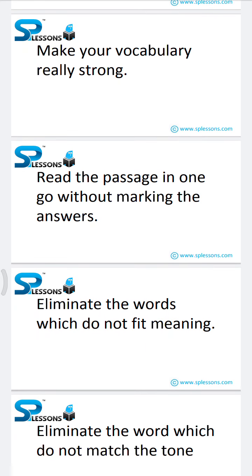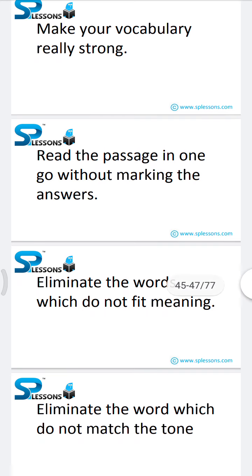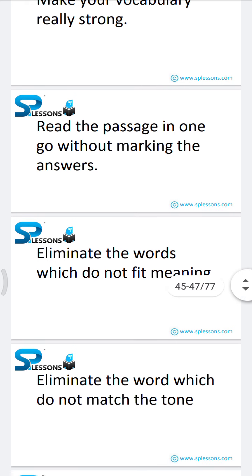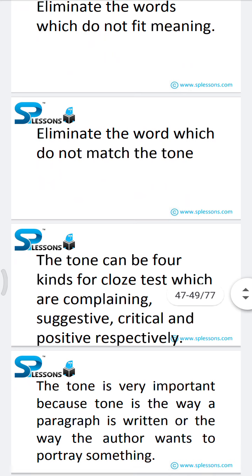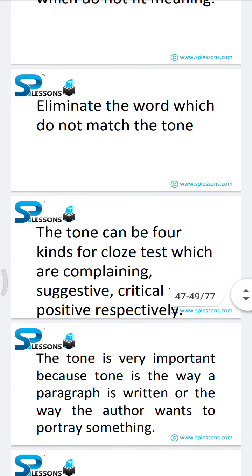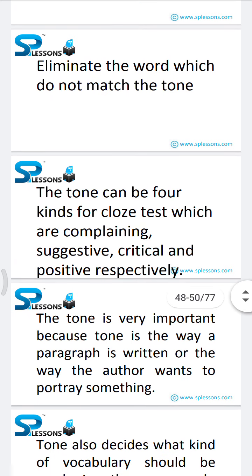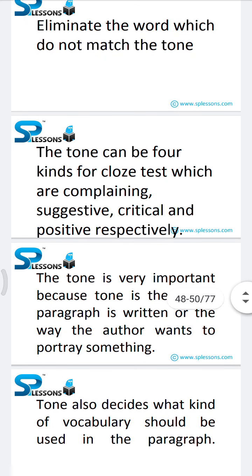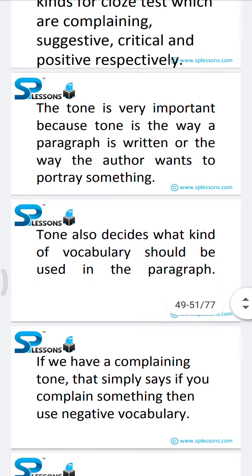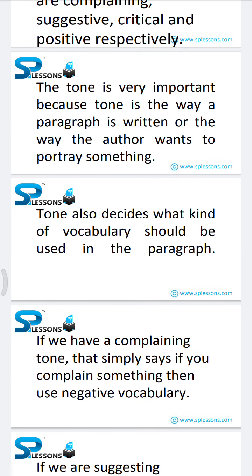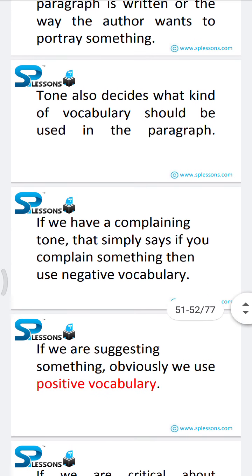Read the passage in one go without marking the answers. Eliminate the words which do not fit the meaning. Eliminate the words which do not match the tone. The tone can be of four kinds for cloze test, which are complaining, suggestive, critical, and positive, respectively. The tone is very important because tone is the way a paragraph is written or the way the author wants to portray something. A tone also decides what kind of vocabulary should be used in the paragraph.